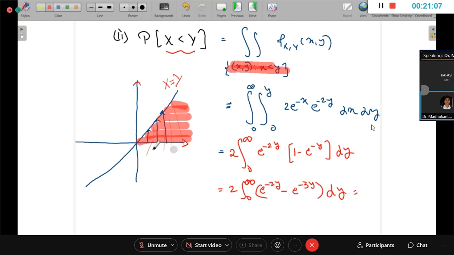So now, how will you integrate? How will you find out the limits here? It is x equals 0 to x equals y, and the y limit is from 0 to infinity. If you have any problem here, let me know.